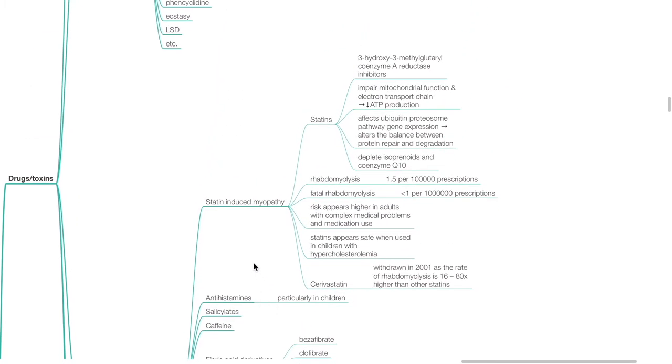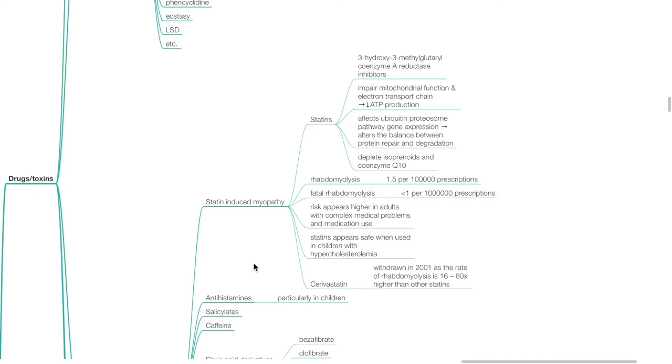Statins are 3-hydroxy-3-methylglutaryl coenzyme A reductase inhibitors. They impair mitochondrial function and electron transport chain. This results in reduced ATP. Statins affect the ubiquitin proteasome pathway gene expression, and this alters the balance between protein repair and degradation. Statins deplete isoprenoids and coenzyme Q10.